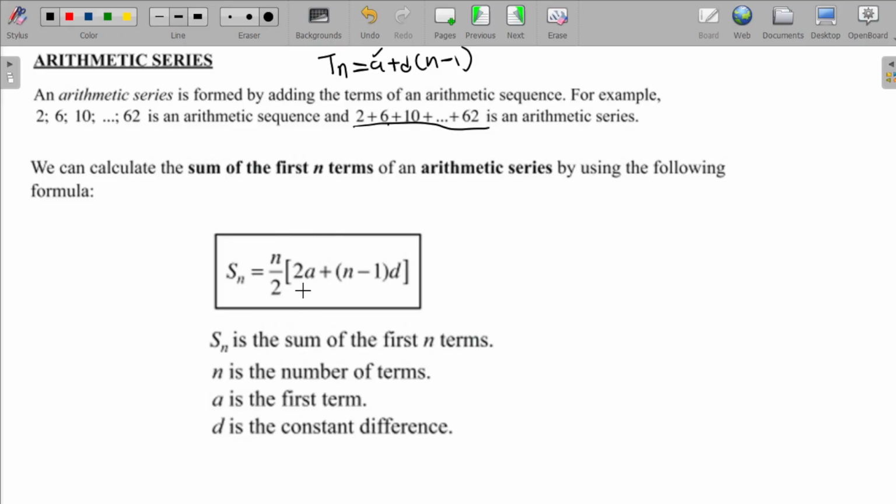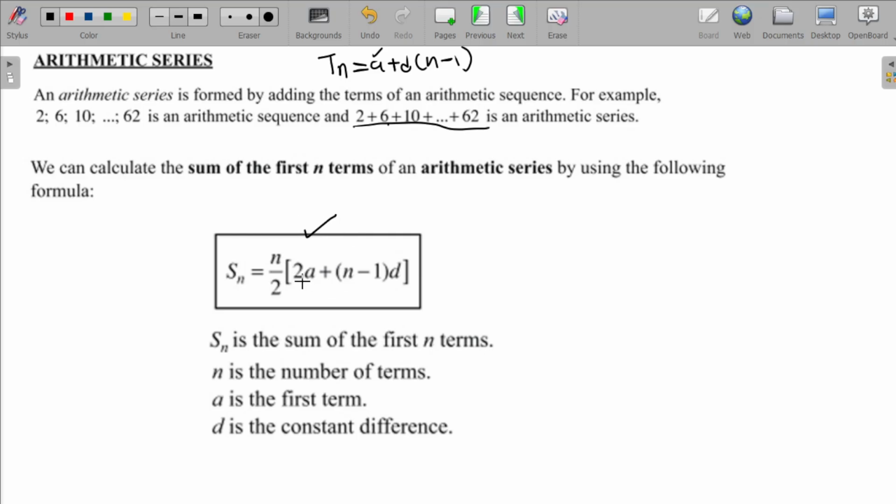This formula is derived so that we can use it when calculating the sum of an arithmetic series. Now, Sn again is just the sum of the nth term. N is the number of terms. A is the first term of your series. And then D, again, is the constant difference.